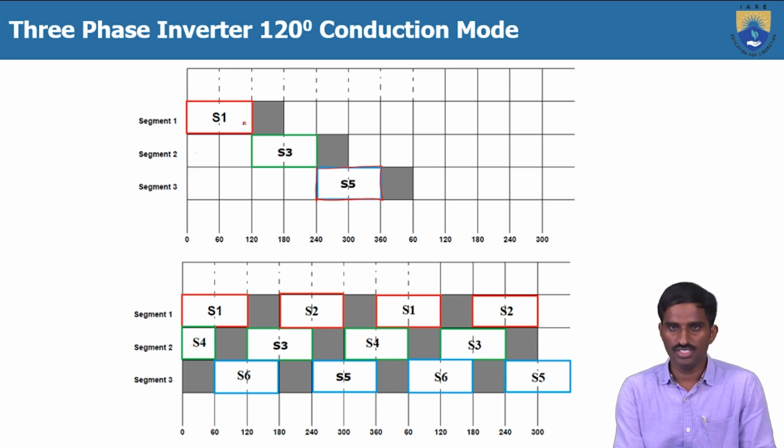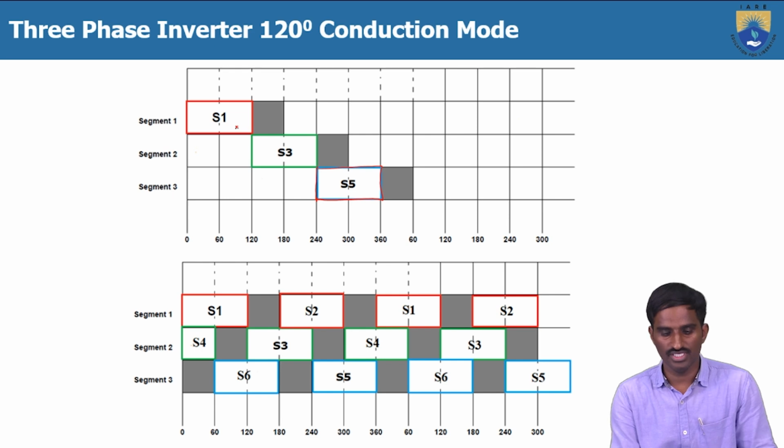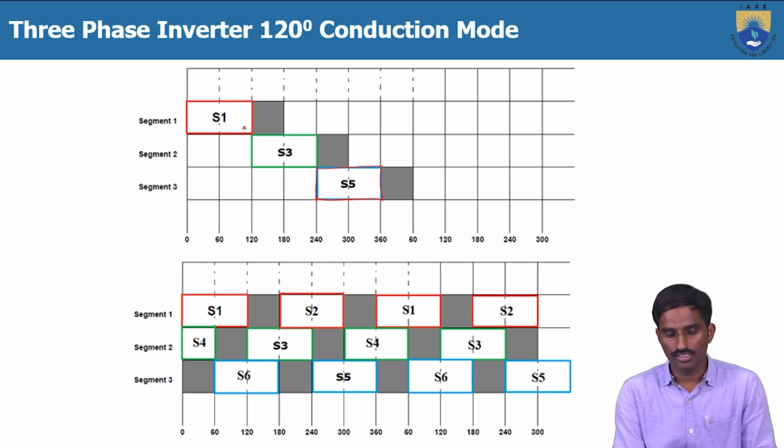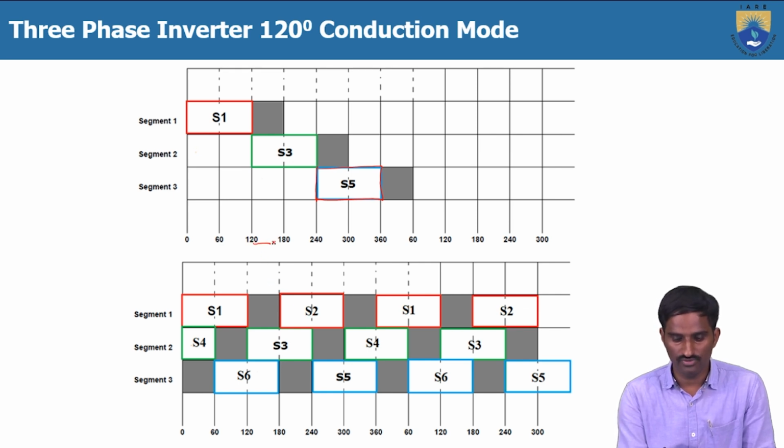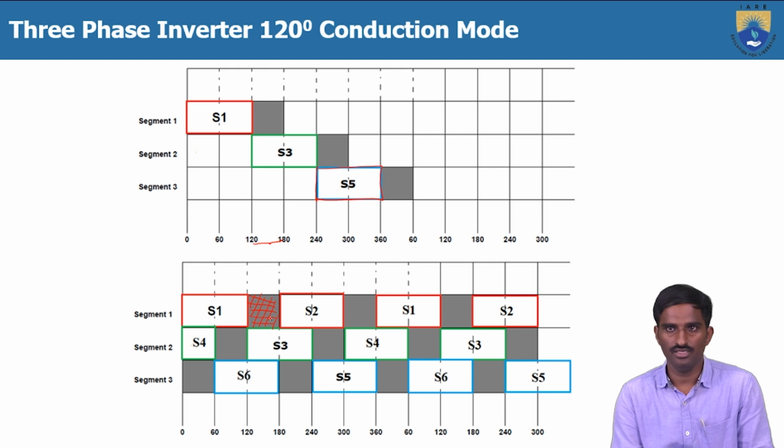In the first segment, which is phase A, the other switch that is connected is S2. And S2 should turn on 180 degrees after S1 starts conducting. S1 starts conducting at 0 degrees, so after 180 degrees S2 will start conducting. So in between 120 and 180 degrees, no switch is conducting. How long will S2 conduct? Again for 120 degrees, so 180 to 300, this is 120 degrees.